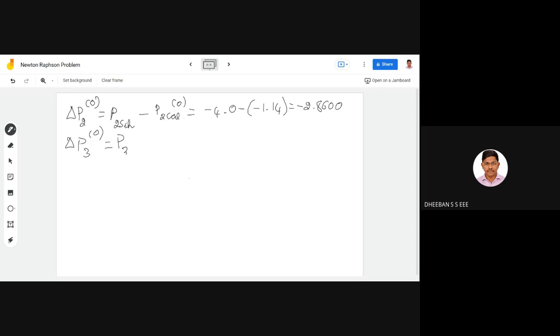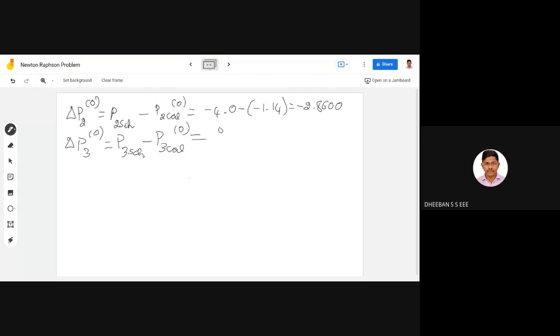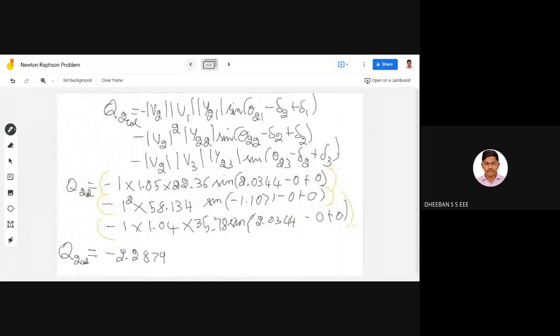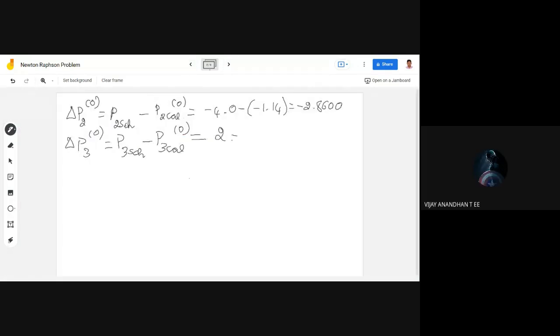And regarding your del P3, it will be P3 schedule minus P3 cap at 0. So this will be equal to P3 schedule value, which is 2 per unit. So minus of the value we have got, 0.5, I think it is around 0.5515. Minus 2.5, sir.